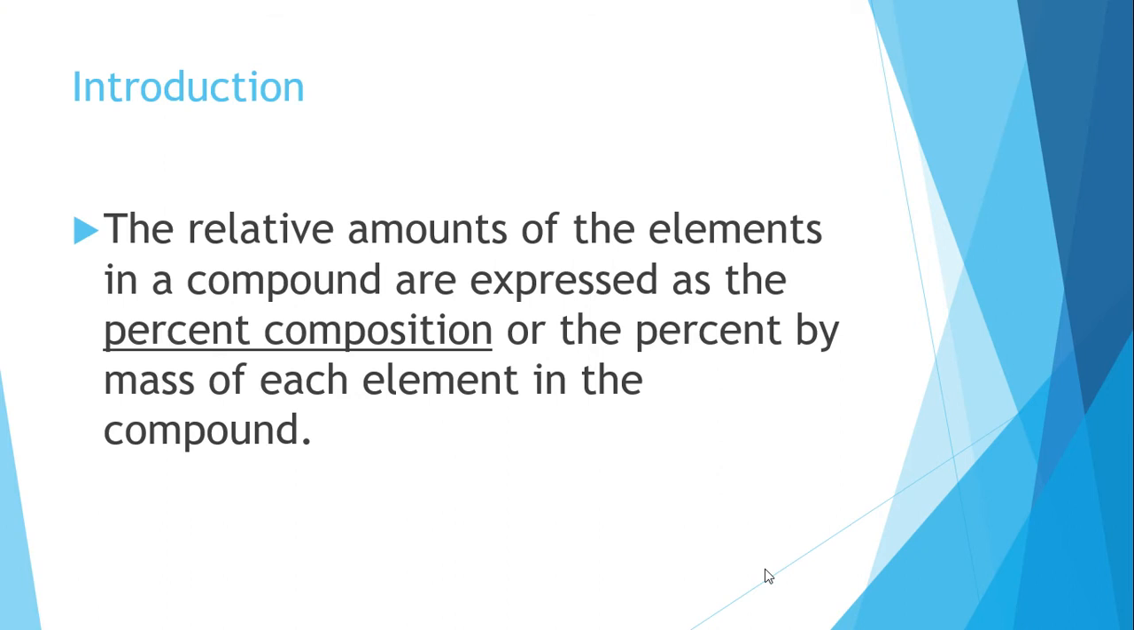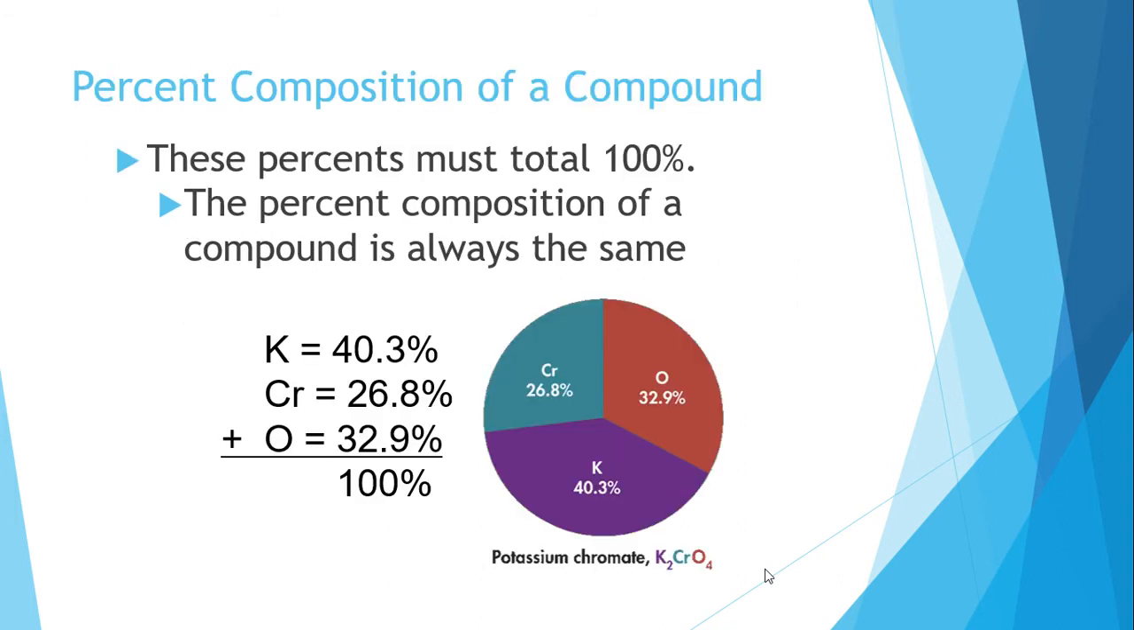Let's begin by talking about percent composition. What does it mean? The relative amounts of elements in a compound are expressed as percent composition, or we like to say percent by mass of each element in a compound. All that means is that we're comparing the mass of elements compared to the mass of the compound as a whole. And this can easily be illustrated in a pie chart.